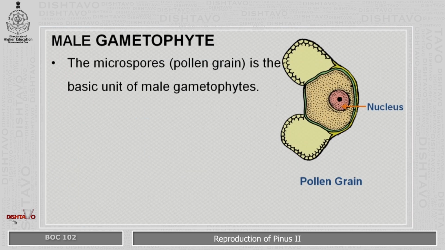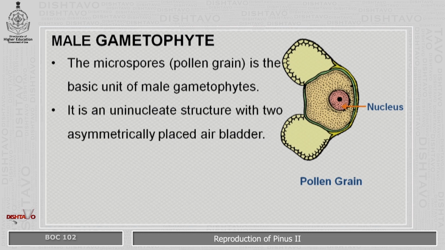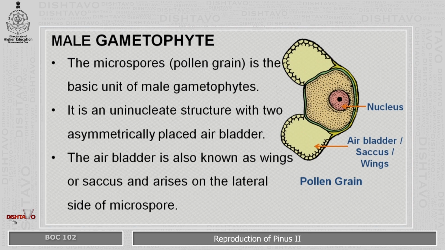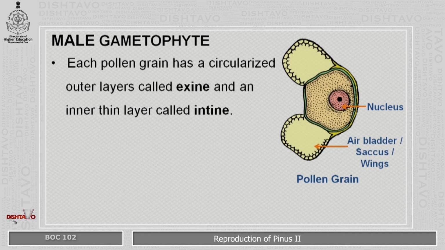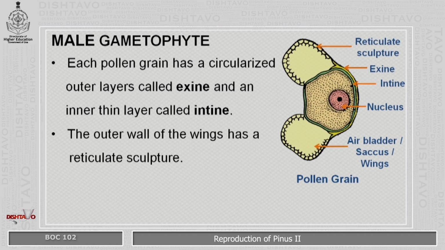Male gametophyte. The microspore, the pollen grain, is the basic unit of the male gametophyte. It is an uninucleate structure with two asymmetrically placed air bladders. The air bladder is also known as wings or saccus and arises on the lateral side of the microspore. Each pollen grain has a cutinized outer layer called exine and an inner thin layer called intine. The outer wall of the wings has a reticulate sculpture.